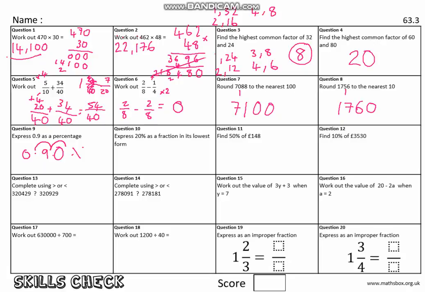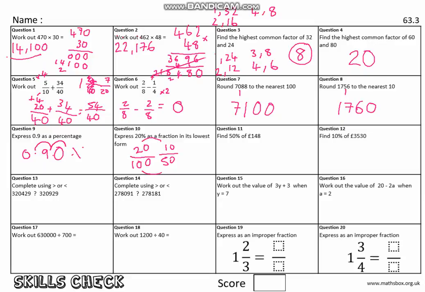Next one then says express 20% as a fraction in its lowest form. So we just said that percentages are out of 100. So we know that 20% is the same as 20 out of 100, which is how we write our fractions. But it says we want that in its lowest form. So why don't we start by halving both of them? So if we half 20, we get 10. And if we half 100, we get 50.